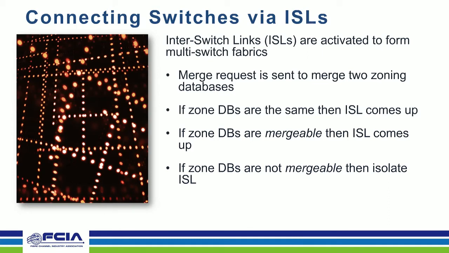So now we're going to talk about connecting switches via ISLs. John has already talked about when you have a multi-switch environment and a zoning operation and activation are done, how that all flows. What happens if you're connecting existing switches together via ISLs? ISLs, just to level set, are inter-switch links. These are the pathways between different Fibre Channel switches when you have multi-switch fabrics. When you connect two switches together via ISLs, things happen that didn't happen before the activation.